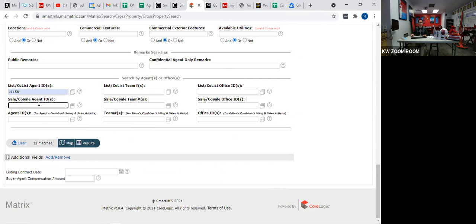Okay, so this particular agent sold 12 listings last year. You can see right down here, 12 matches, so 12 listings. And then if you pop that into the sale agent, another 10 buyers. So 12 plus 10 is a total of 22 transactions for this particular agent.